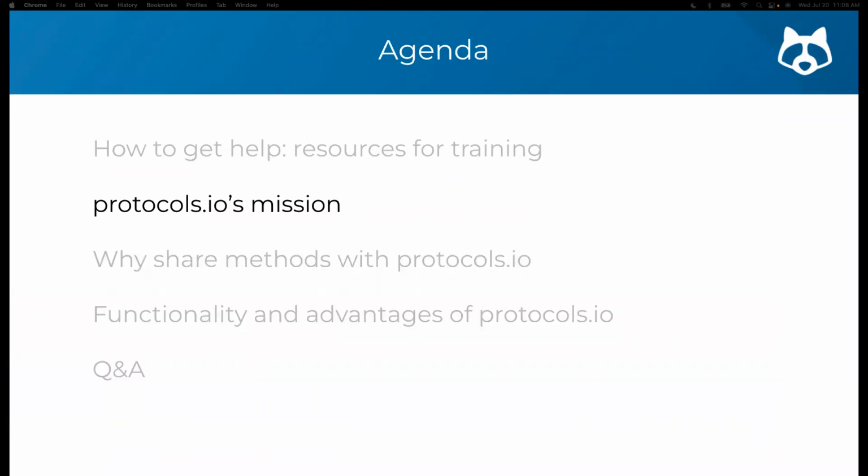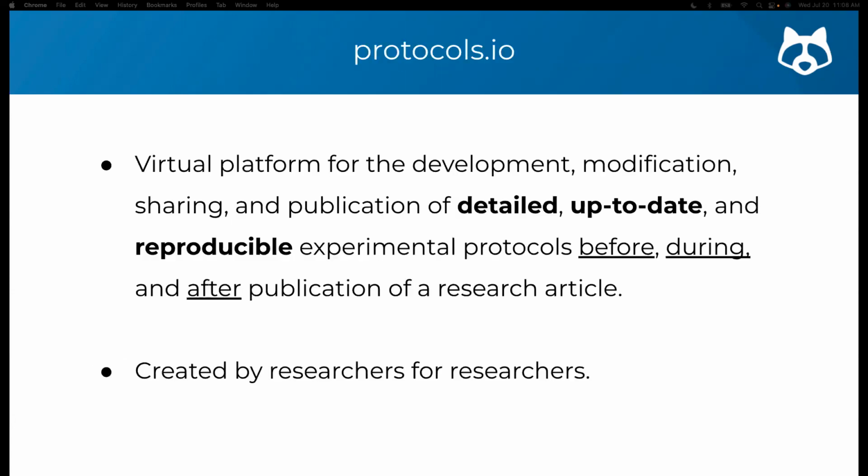Now, let's talk about protocols.io itself, what it is, and why it is useful for researchers. Protocols.io is a virtual platform for the collaborative development, sharing, and publication of detailed, up-to-date, and reproducible experimental protocols before, during, and after publication of a research article.